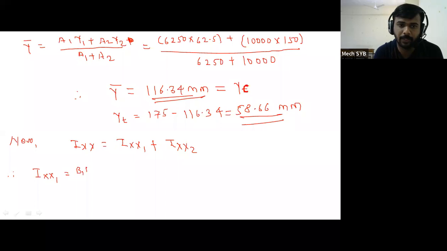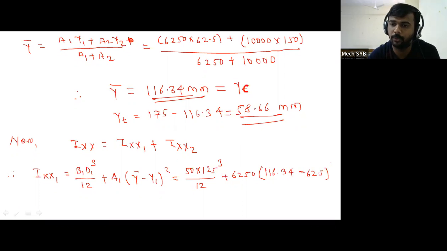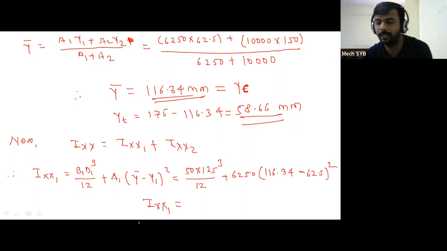Ixx1 is equal to B1 D1 cube divided by 12 plus A1 in bracket y bar minus y1 bracket square. So the value is 50 into 125 cube divided by 12 plus 6250 in bracket y bar 116.34 minus first y1 62.5 bracket square. You will get Ixx1.